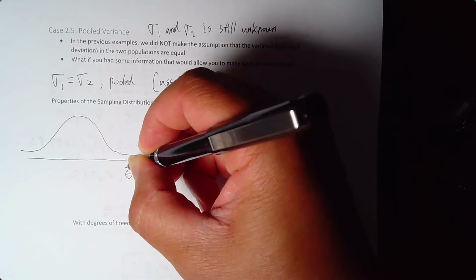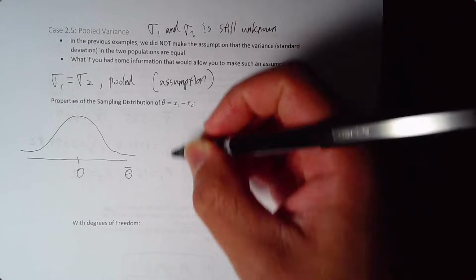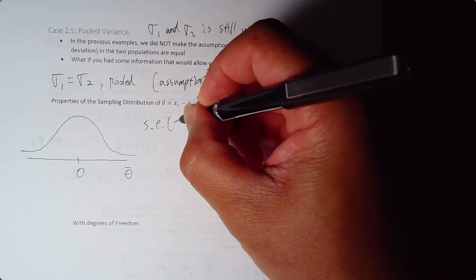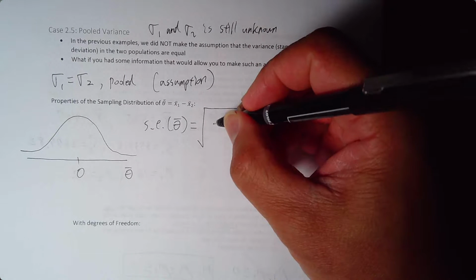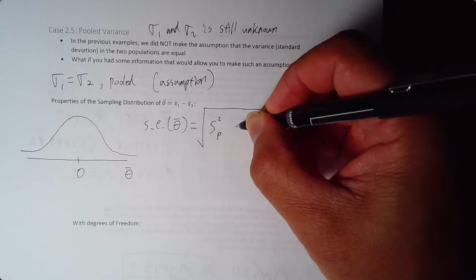So we still need to establish normality. That doesn't change. Our sigma bar is here, and we still center at 0. Our standard error formula changes. So here's our new standard error formula. It is S2P.